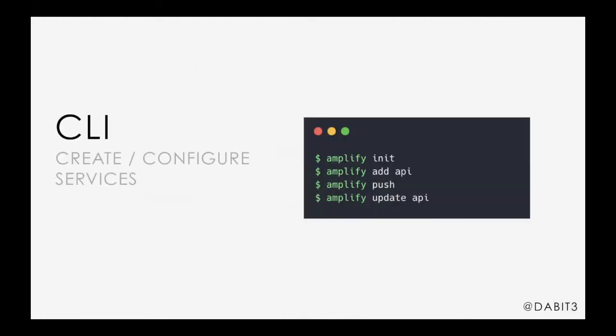So how does the CLI work? Well, it looks something like this. You initialize a new project with Amplify init. You then add a feature with Amplify add. You then deploy the actual backend, the new feature, or an update by running Amplify push. And after you've deployed, if you want to make any updates, you just run Amplify update, and then you type in the name of the category that you'd like to update.